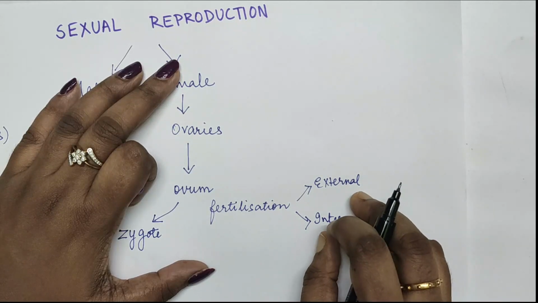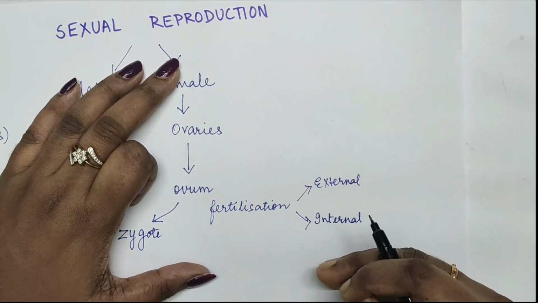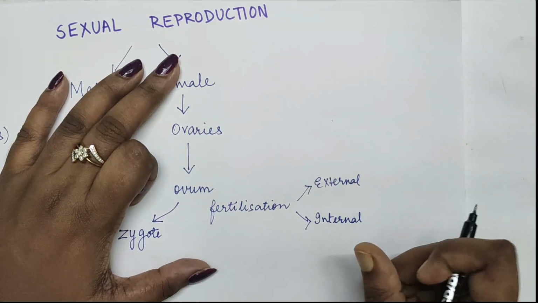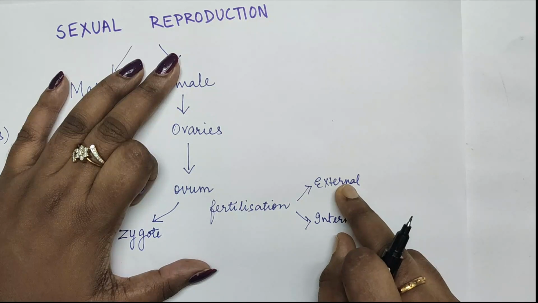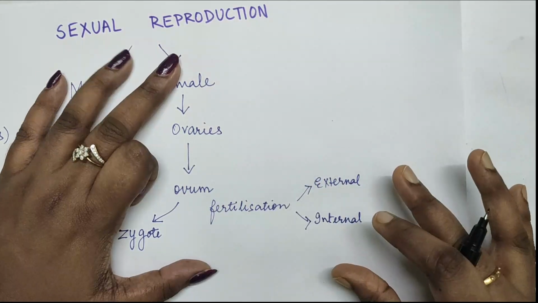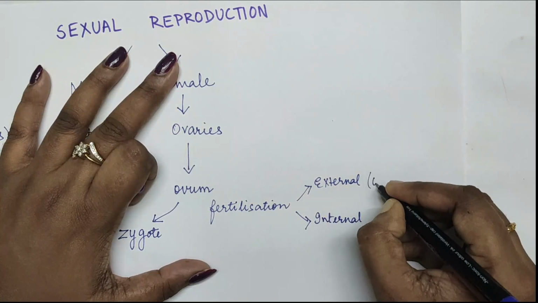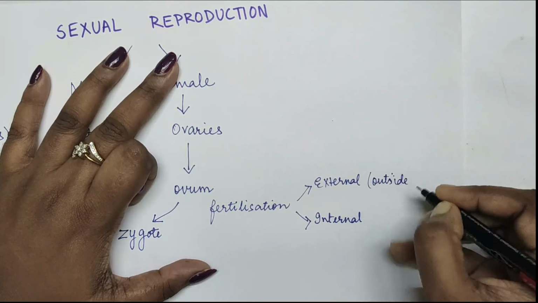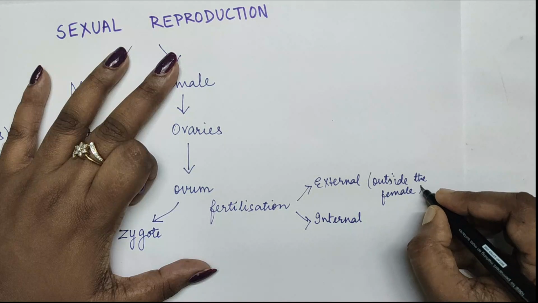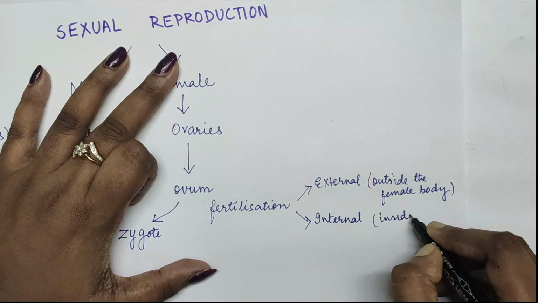From the name itself, you can understand that external fertilization happens outside the female body. Generally aquatic animals like fishes and frogs have external fertilization. The female lays the egg outside her body and the male puts his sperms over it, and the fusion takes place outside the body. So when it is outside the female body, we call it external fertilization.